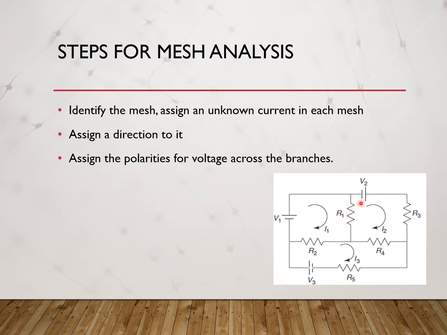The polarities depend on how we go around the mesh in the direction of the current. Current always flows from higher polarity to lower polarity. So if the current is flowing through a resistance in this direction, the voltage across the resistor will have the polarity like this, plus and minus. This is what you mean by assigning the polarities.